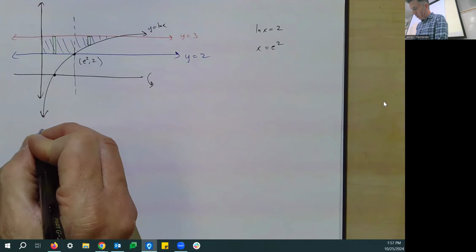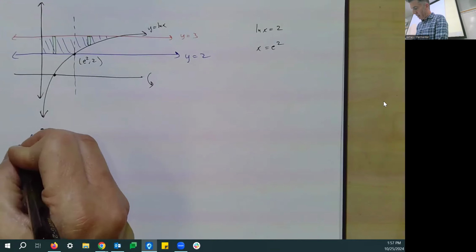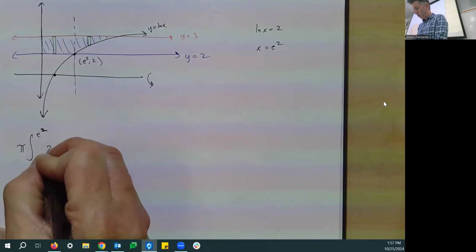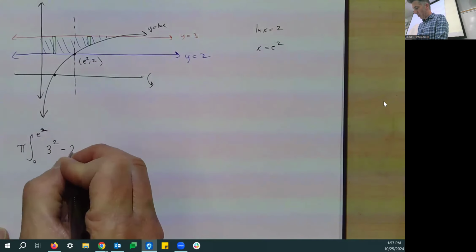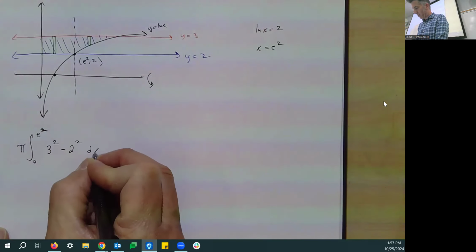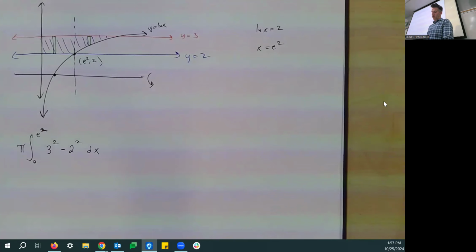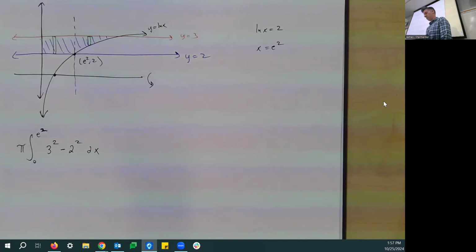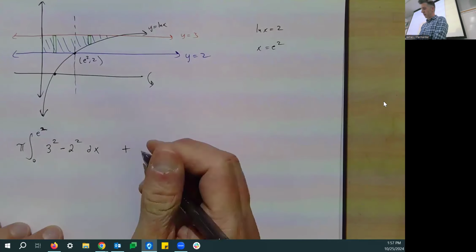And it's going to be, whoops, that's a 2, by the way. It's going to be pi times your outer radius squared minus your inner radius squared. That's fine. That's just going to be 5 times e squared times pi. Easy. The second part's a little bit suckier.